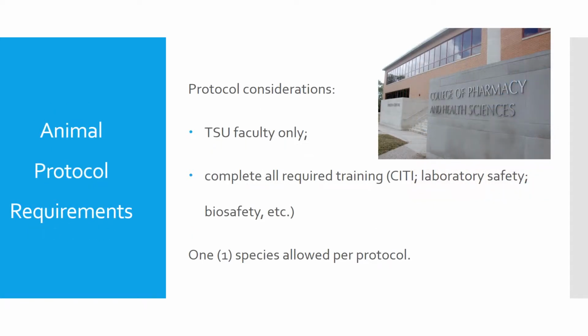In order for an animal protocol to be considered, the investigator must be a TSU faculty member. Investigators must complete all of their required training, such as the CITI training, laboratory safety training, and any other training that is pertinent to the study. Only one species is allowed per protocol. If identical experiments will be carried out on multiple species of animals, the protocol can be copied to another protocol with all of the responses. Then only the species will need to be changed.